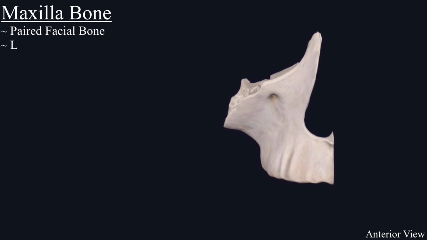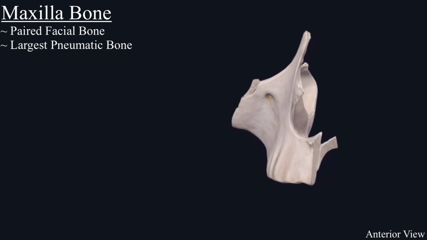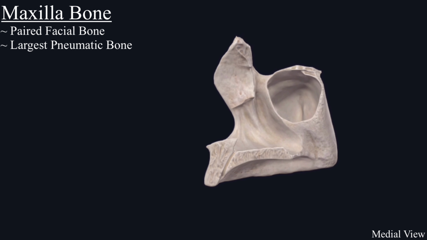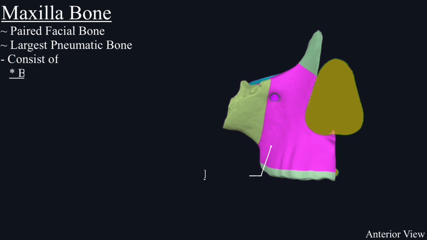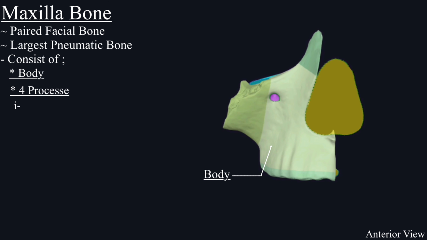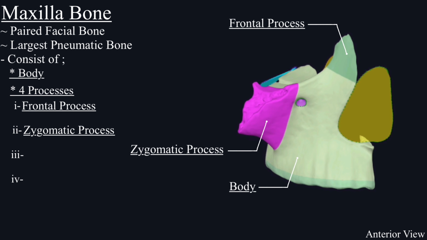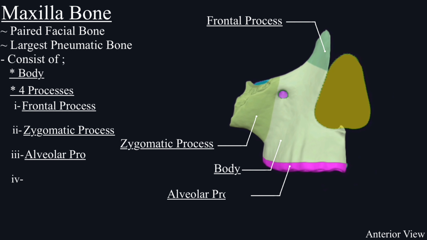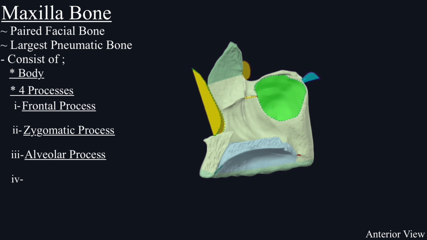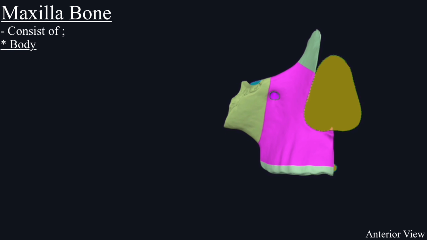Maxilla bone is the largest pneumatic bone. In the medial view of isolated maxilla bone, appreciate this maxillary air sinus, which is the largest air sinus of all the skull bones. This bone is made up of a body and four processes, that is frontal process, zygomatic process, alveolar process, and palatine process. First, we will discuss the body of maxilla bone.